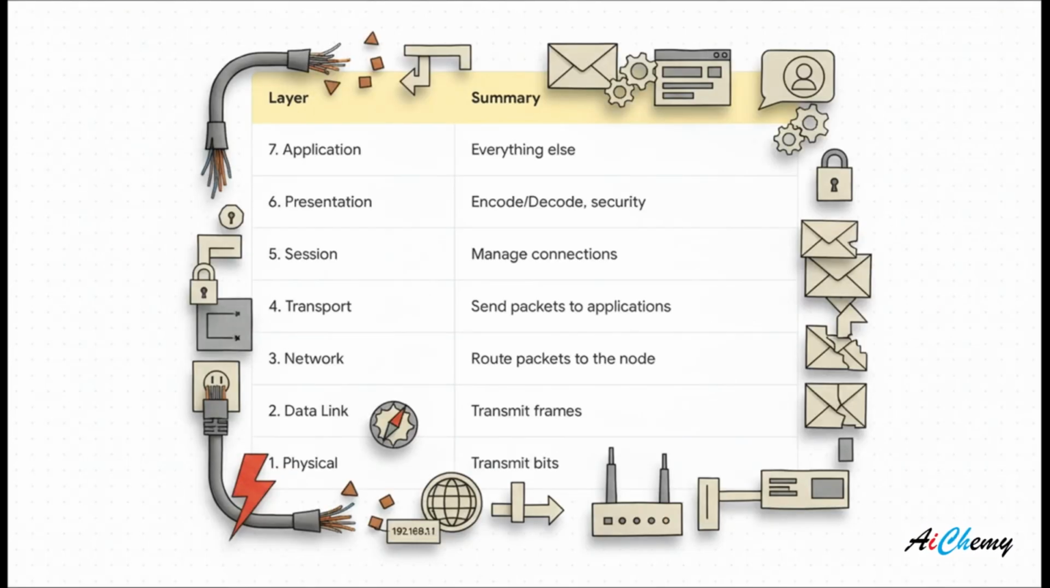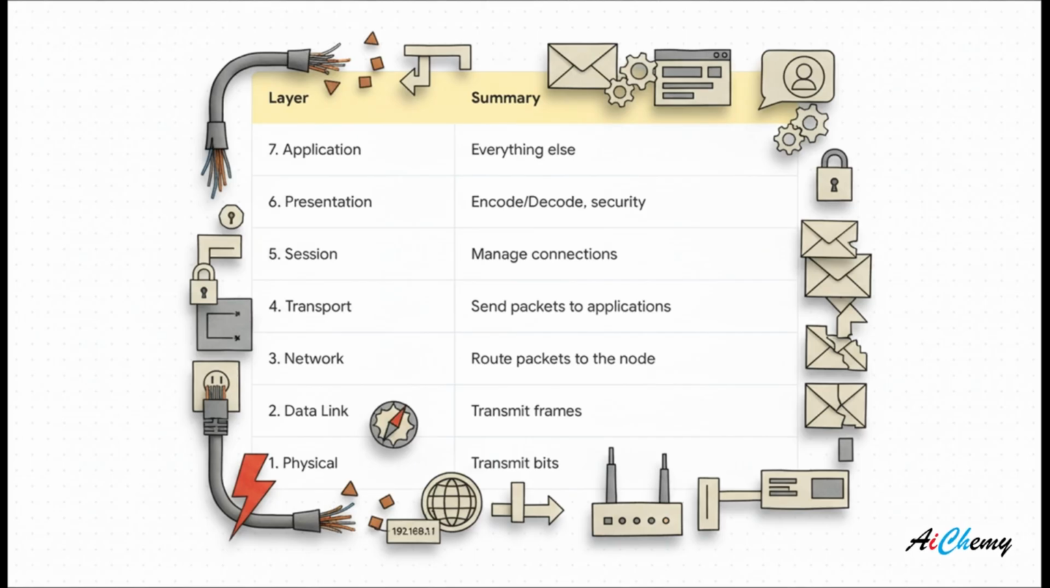Well, it's because this layered approach gives everyone a universal language for networking. It allows engineers to design incredibly complex systems that can all still talk to each other. And maybe more importantly, it's a fantastic framework for troubleshooting. If your internet's down, you can check layer by layer. Is the cable unplugged? That's a Layer 1 problem.